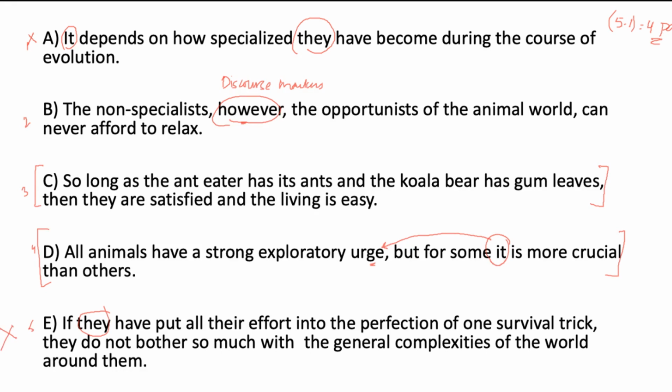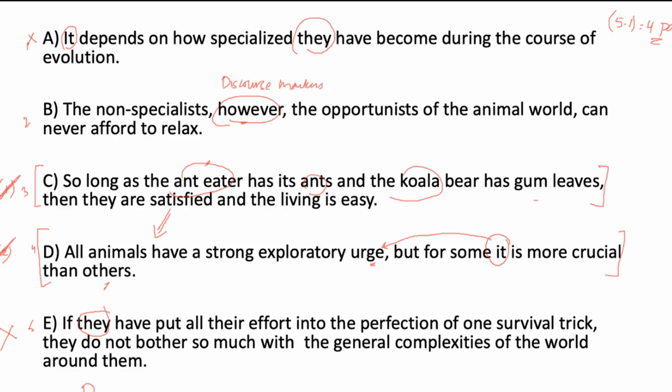Yep. So out of these 2 sentences, we should be able to locate a topic sentence. So which one is it going to be? Is it going to be this one or is it going to be this one? So let's have a look at the other one. So long as the anteater has its ants and the koala bears have gum leaves, they are satisfied and the living is easy. Yes. But do you think that it can serve as the main introductory part of the paragraph? No. So it's talking about animals, right? Anteater, ants, koala bears, leaves. So all of these are a part of animals. So this is most likely going to be the topic sentence. So we'll put down this.